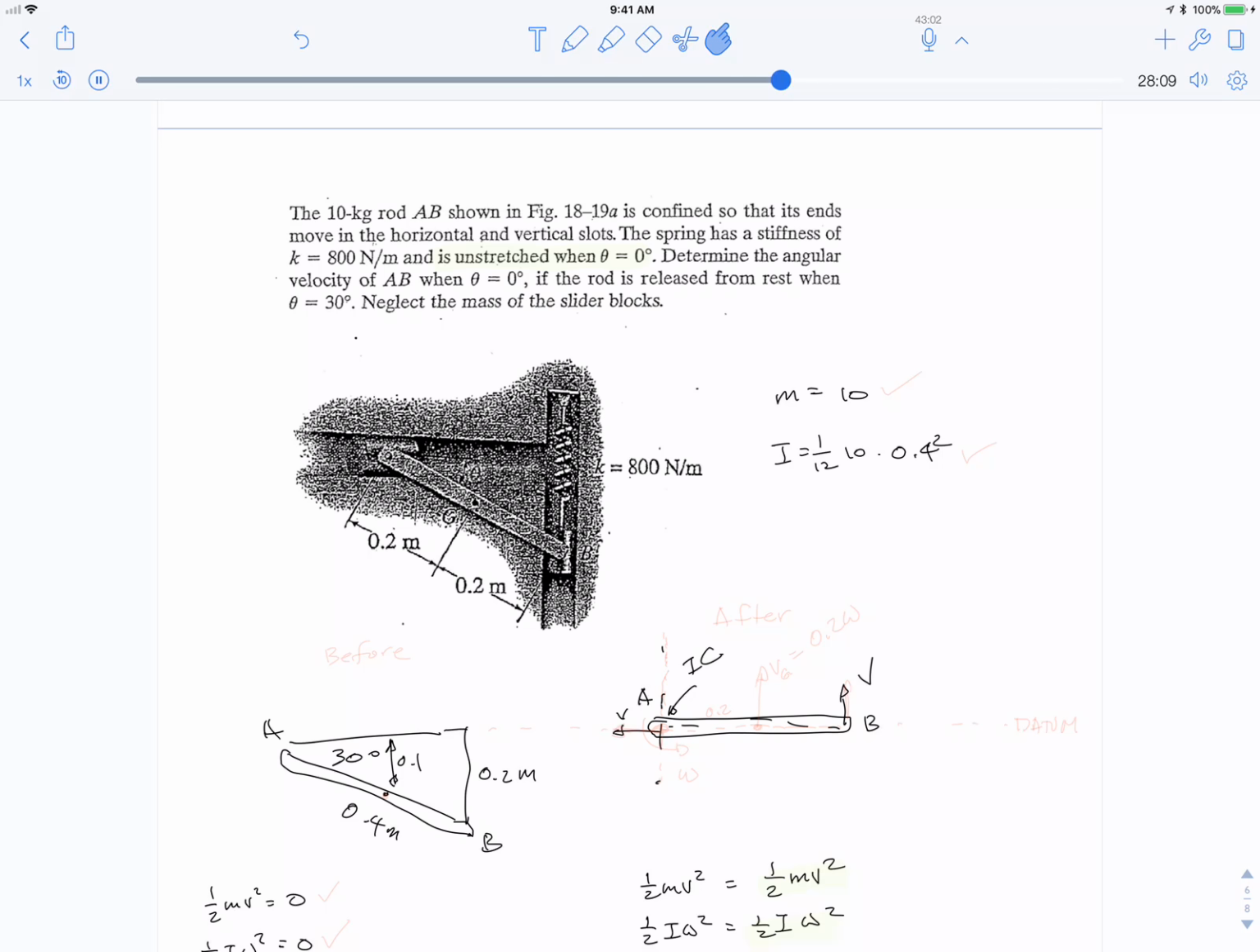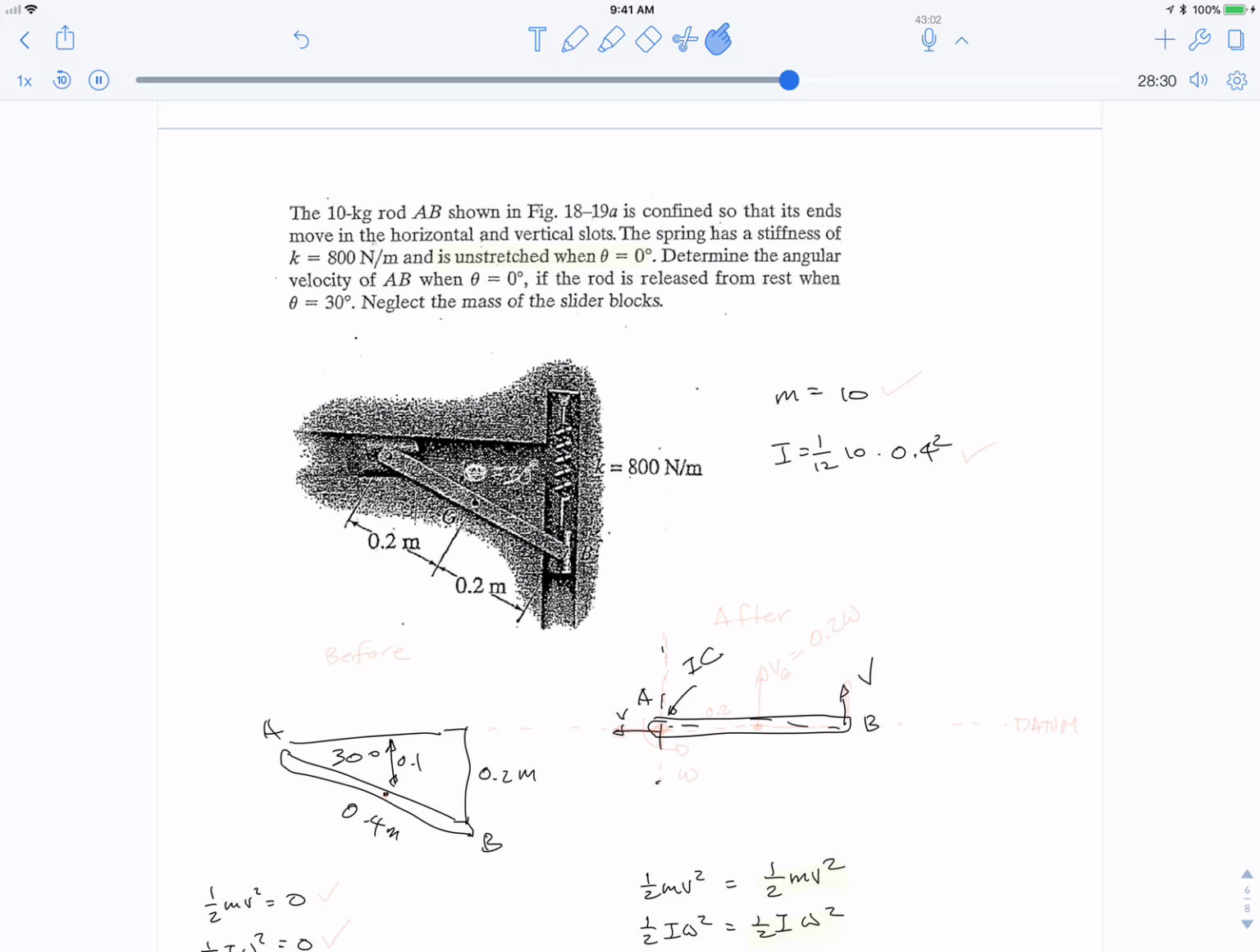So this is a classic energy problem. This bar is initially here with theta equals 30 degrees, and then it's let go and the spring pulls it back up. And so you have lots of things going on here.